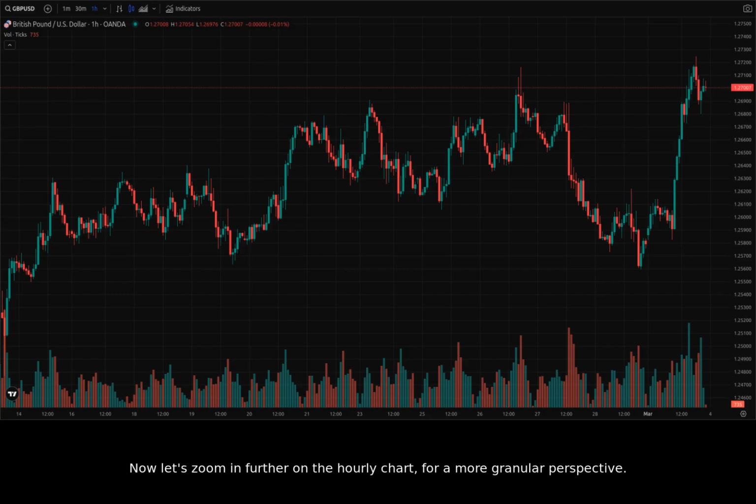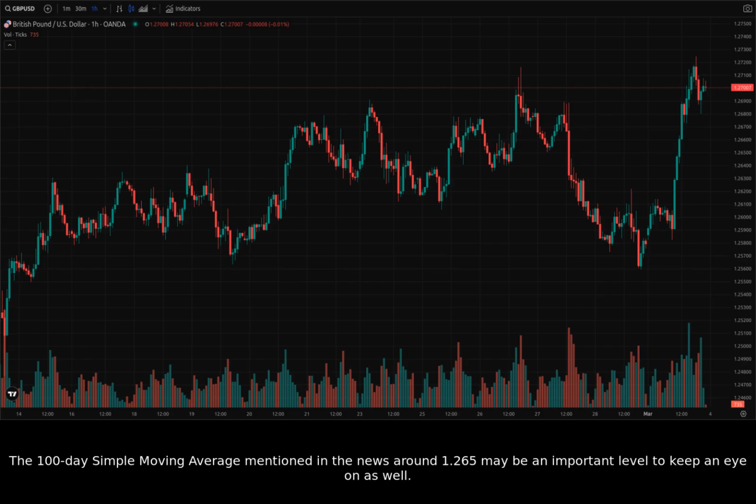Now let's zoom in further on the hourly chart for a more granular perspective. On the hourly chart, we can see more short-term volatility. The recent rally from the soft ISM data is clearly visible. It looks like the pair is currently consolidating around the 1.268 level.